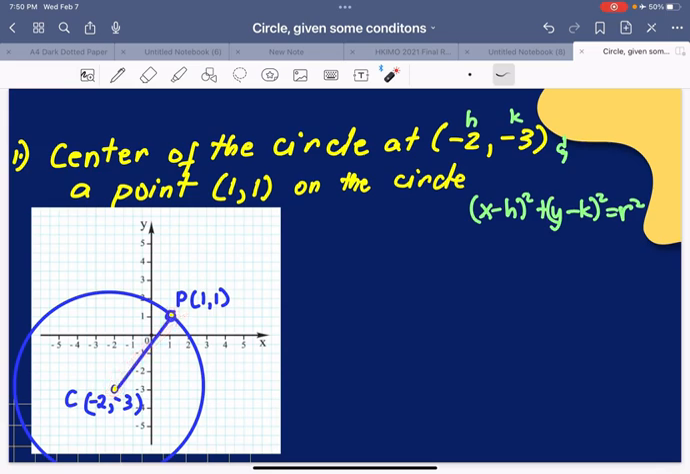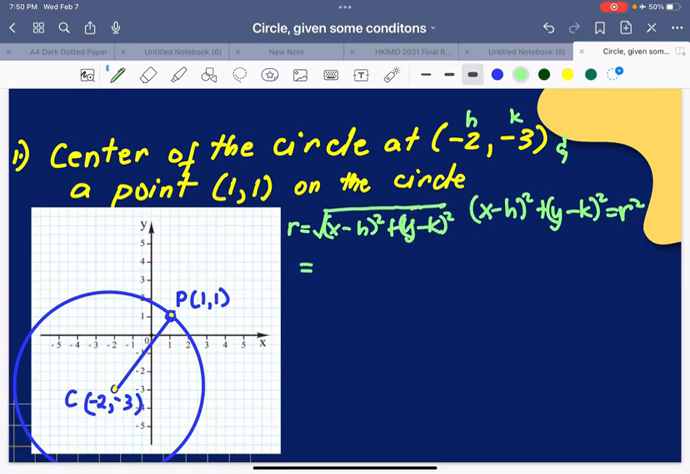So we're going to use r is equal to the square root of (x - h)² + (y - k)². Okay, so this is our x, and this is our y, this is our h, and this is our k. Substitute now in the formula. So our x is 1 minus -2, squared, plus y is 1 minus k is -3, squared.